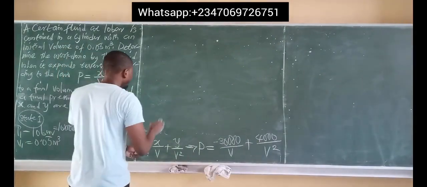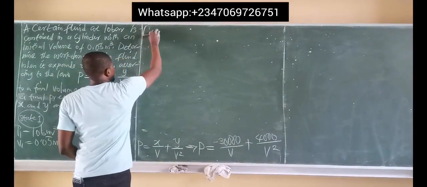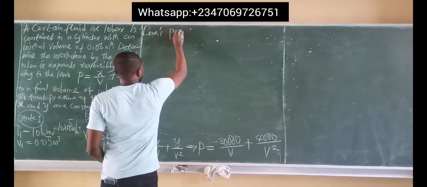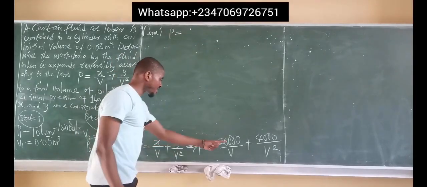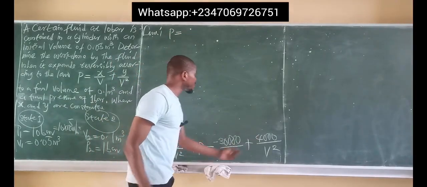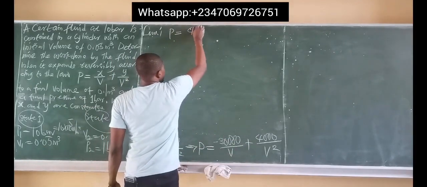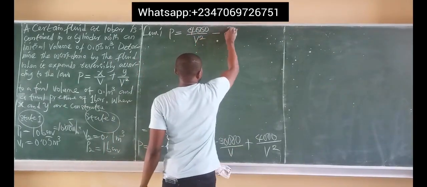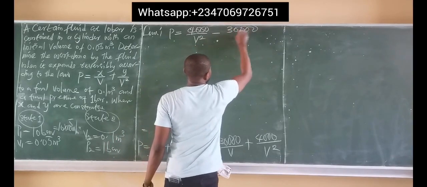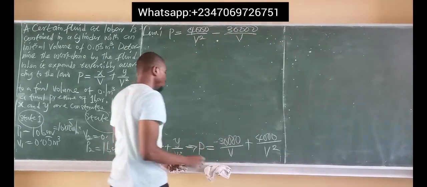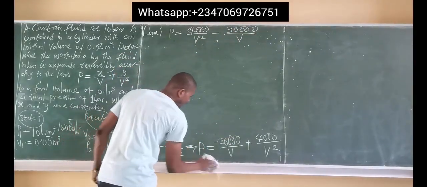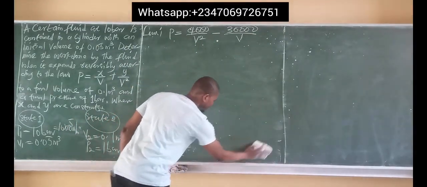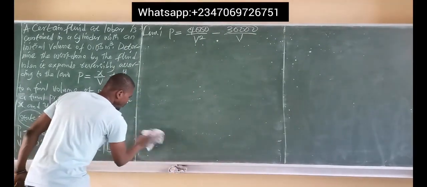Okay, so the law becomes now, P is equal to, so we can rearrange this. This is negative. Let's start with the positive one: 4,000 over v squared minus 30,000 all over v. So this becomes the law. All right, so let's start the calculation for work done.